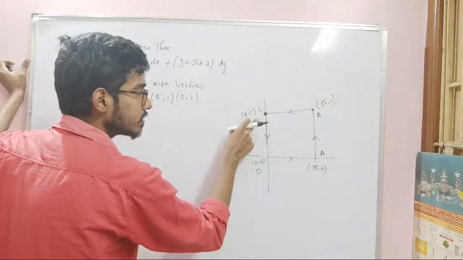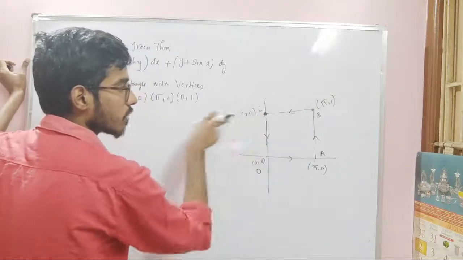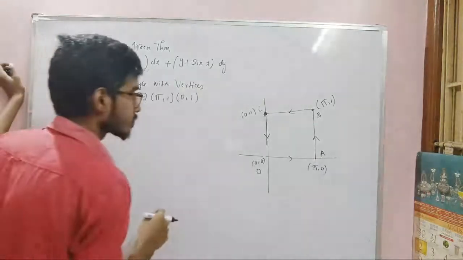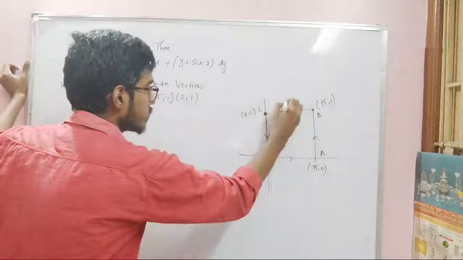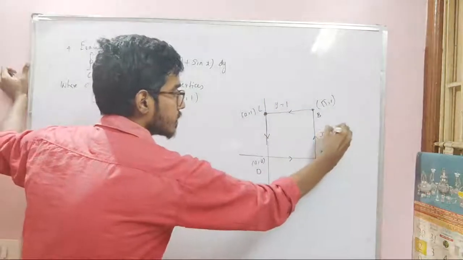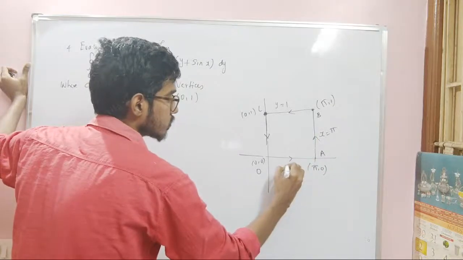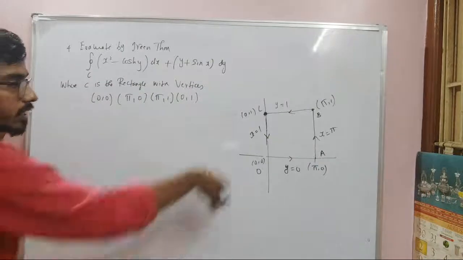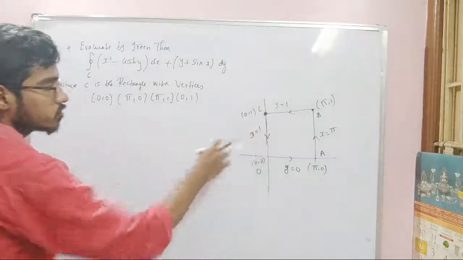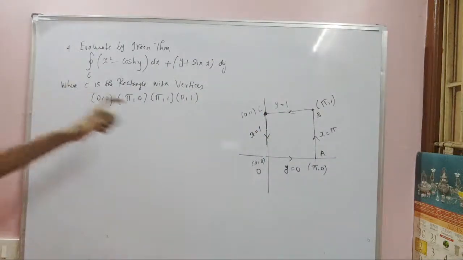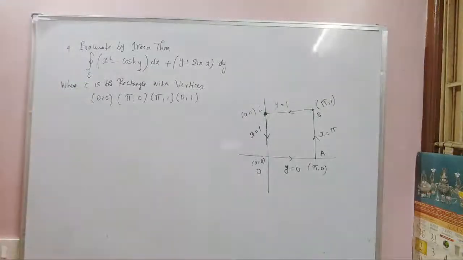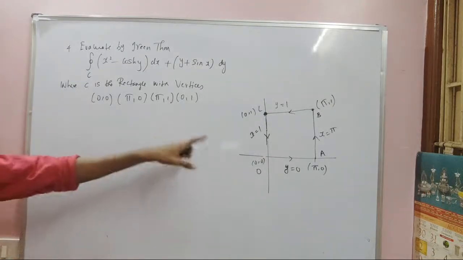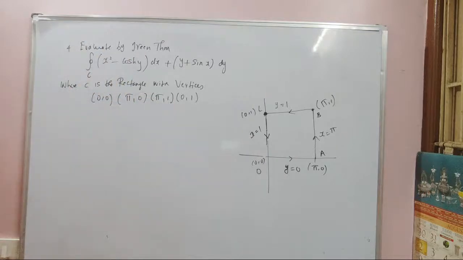And for BC, y is equal to 1. This is nothing but y is equal to 1, this is x is equal to pi, this is y is equal to 0, this is x is equal to 1. And for CO, you will take x equal to 1, that means dx is equal to 0, y varies from 1 to 0. You can easily do this by line integral, but we need to evaluate this by Green's theorem, right?